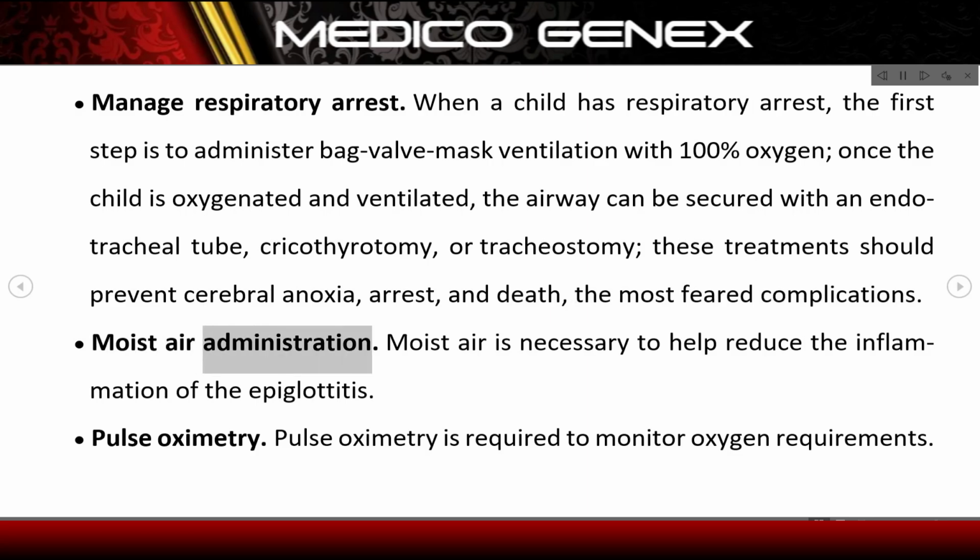Moist air administration. Moist air is necessary to help reduce the inflammation of the epiglottitis. Pulse oximetry. Pulse oximetry is required to monitor oxygen requirements.